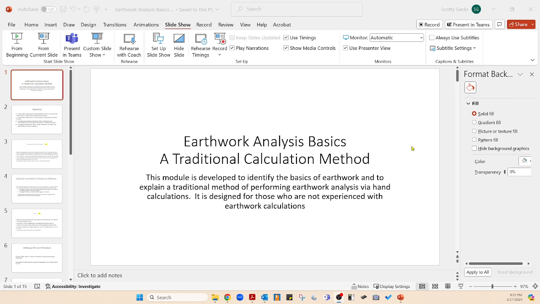Okay, so this is earthwork analysis basics. It's a traditional calculation method. There will be two methods within this traditional calculation. It's old school stuff. The idea in estimating is to find out how much dirt you're going to be moving. And I'm going to talk about how we're going to do that.